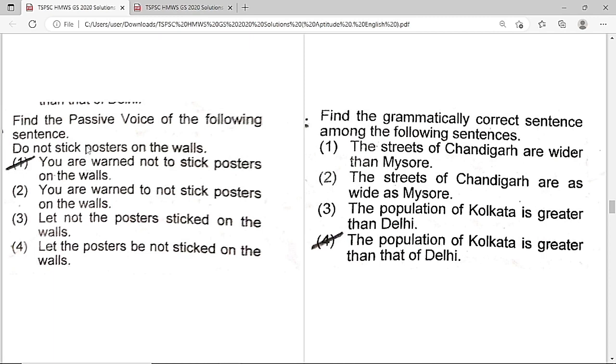So therefore, finally I can say, do not stick posters on the walls, it is an active voice. You are warned not to stick posters on the walls, it is a passive voice. So this is the correct solution of this question. So now we will discuss something more about this one.